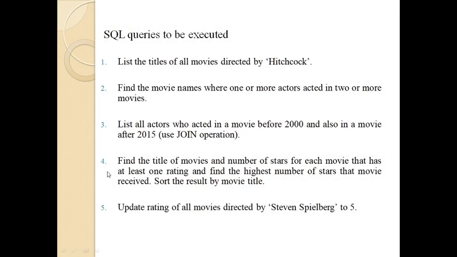In the fourth query, we need to find the title of movies and number of stars for each movie that has at least one rating, and find the highest number of stars that movie received, and we need to sort the result by movie title.